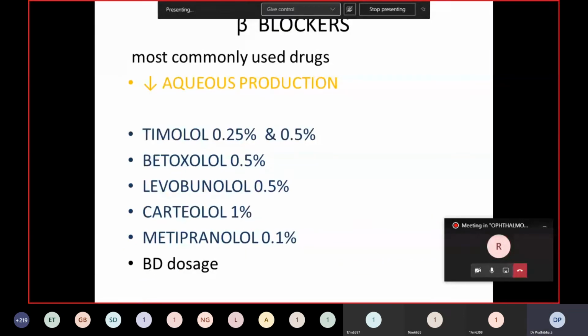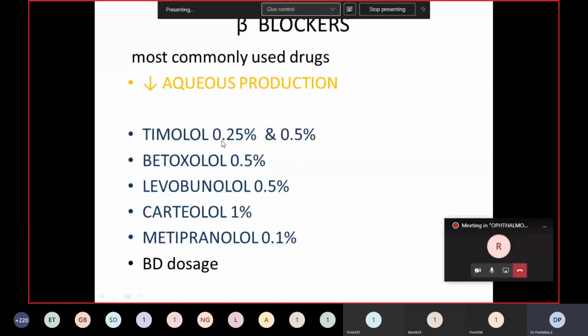Then comes the beta blocker. Actually, the most commonly used drug is the beta blocker. This is because, as I told you, prostaglandin analogs are expensive, so poor people can also afford beta blockers. So this is used most commonly in a country like ours. The mechanism of action is that it decreases aqueous production, thereby reducing the intraocular pressure. The common beta blockers are timolol, betaxolol, levobunolol, carteolol. Timolol 0.25% or 0.5%, most commonly 0.5% is what is used. The commonest one we use is timolol.